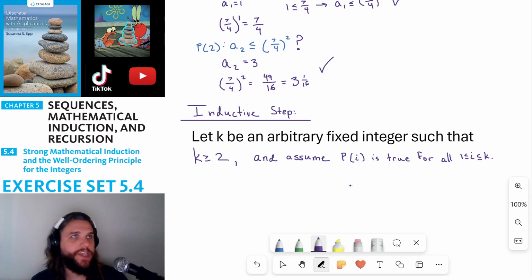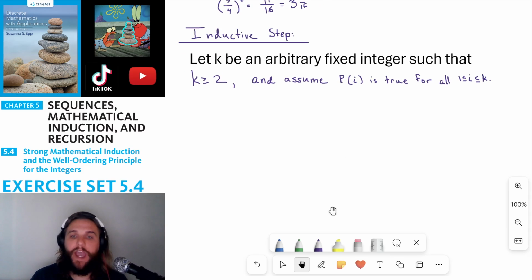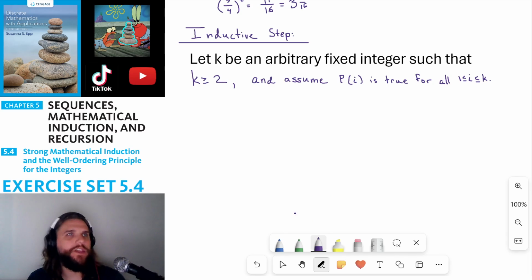But in this case, P of k is not going to be enough to prove that P of k plus 1 is true. We are actually going to need to know that P of k is true and P of k minus 1 is true, so that we can use the recurrence relation and prove that P of k plus 1 is true. And for that reason, we're using strong mathematical induction.